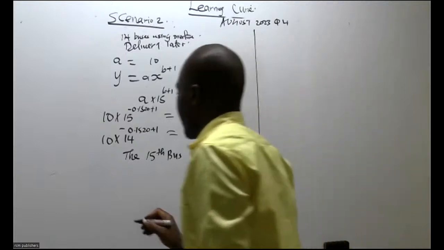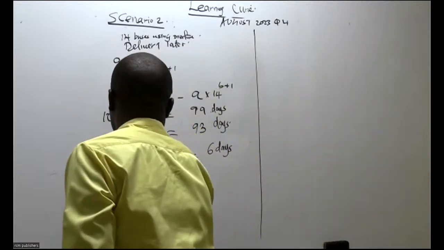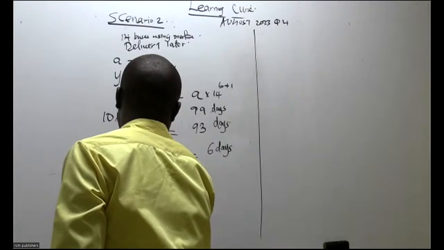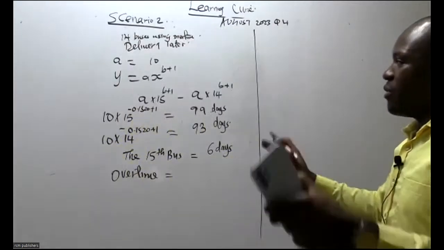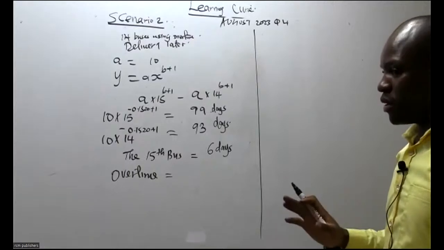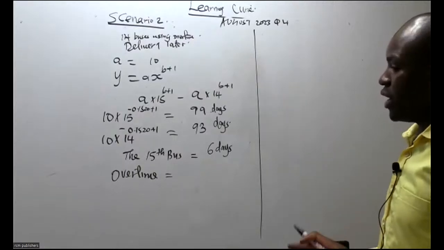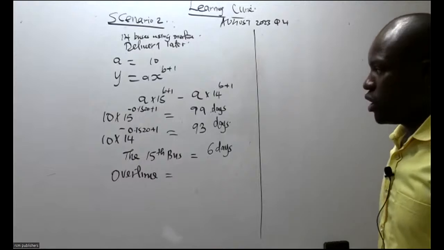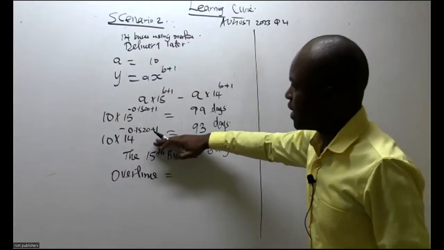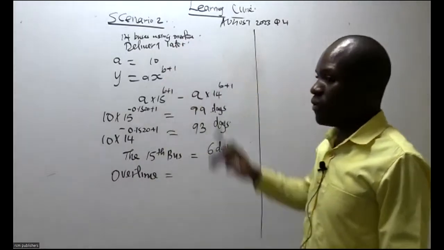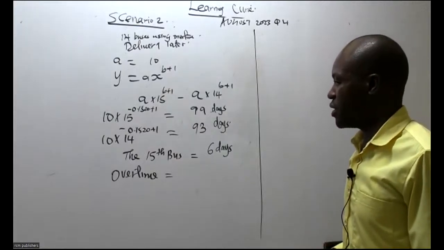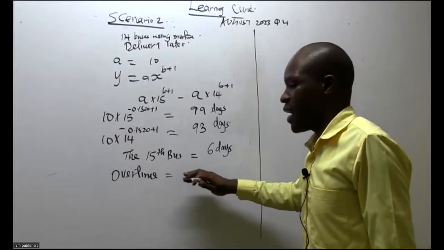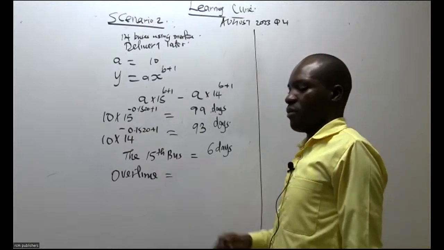Good. Having done that, overtime. How much is overtime? Someone to help me get overtime. In a normal working week, or normal working time or days, should be 92. But for you to produce the 14 buses by use of overtime, you've taken 93 days. My question is, how many days are there under overtime?